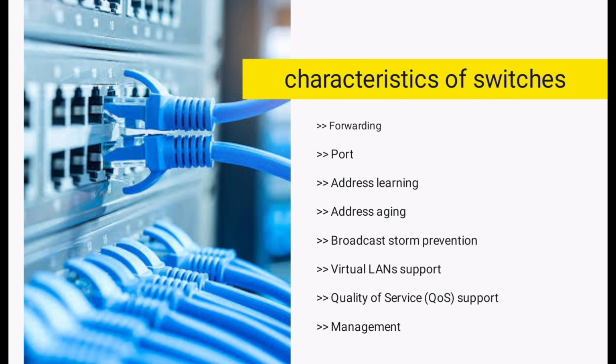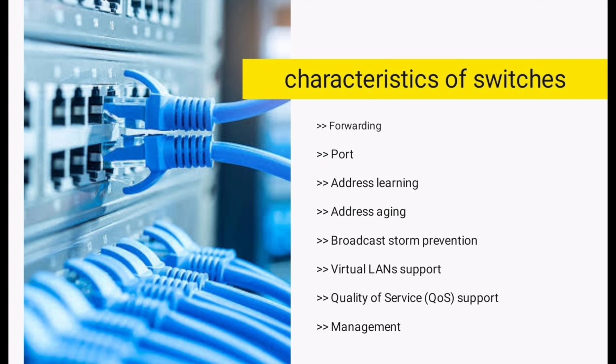Here are some of the key characteristics of switches in a computer network. Forwarding. Switches forward data packets between devices connected to different ports. Port. Switches have multiple ports that can be used to connect devices. Each port on a switch is assigned a unique MAC address. Address learning. Switches automatically learn the MAC addresses of devices connected to their ports, and build a table of MAC addresses and their associated ports.